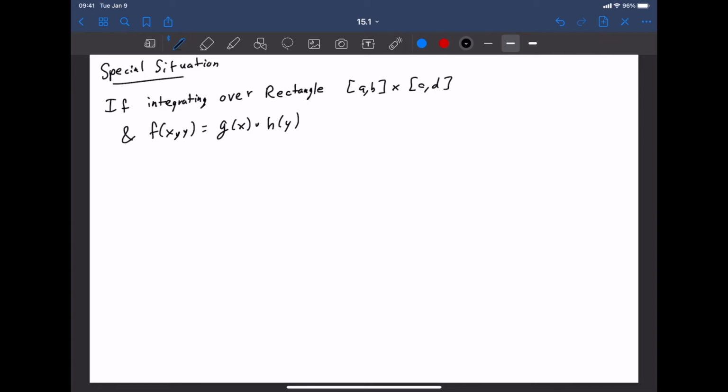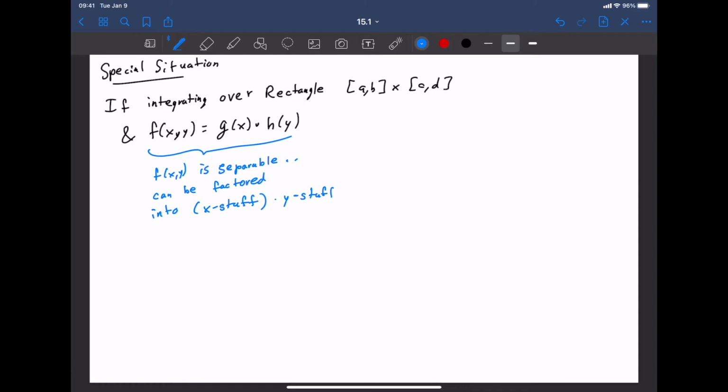That means you can break up f into a function that just has x's and a function that just has y's. So f is separable, can be factored into x stuff and constants times y stuff. It has to be times, it cannot be plus.